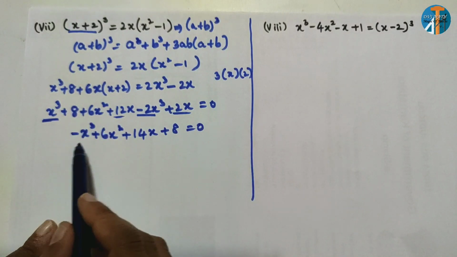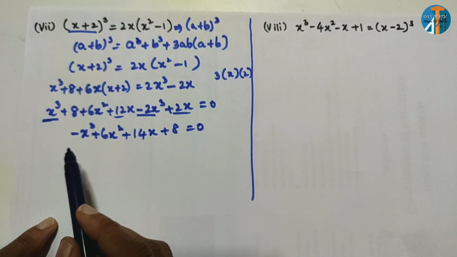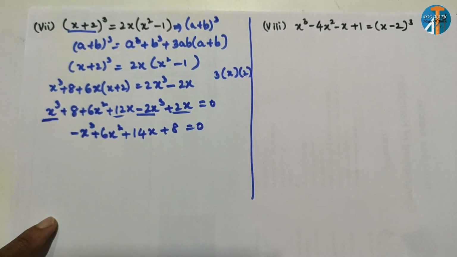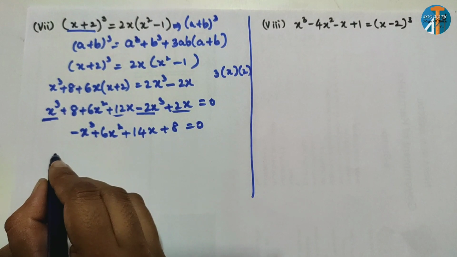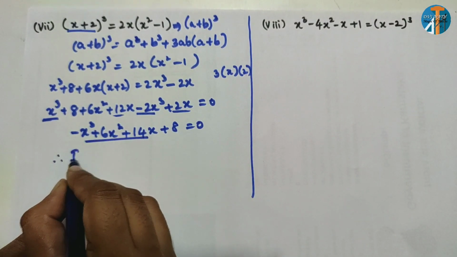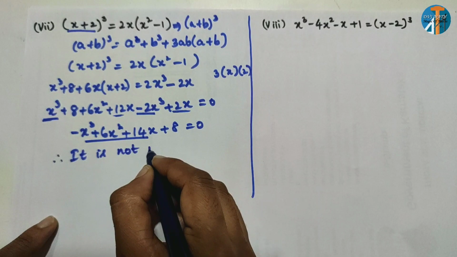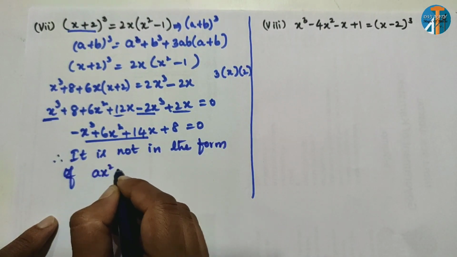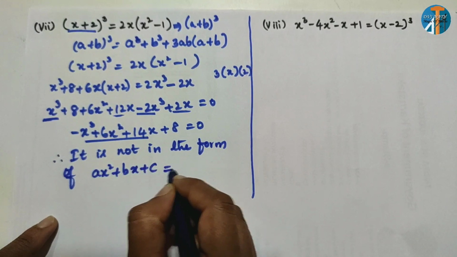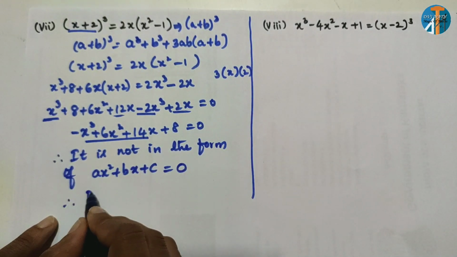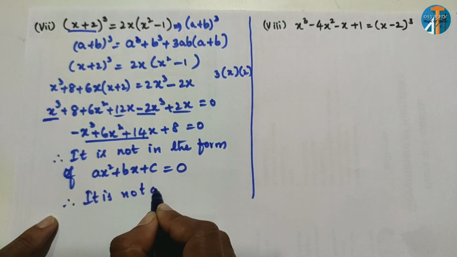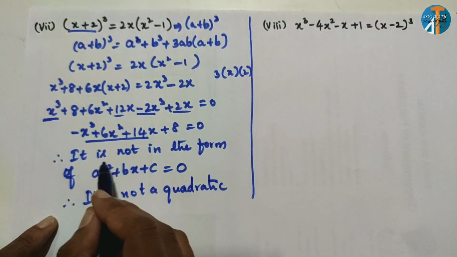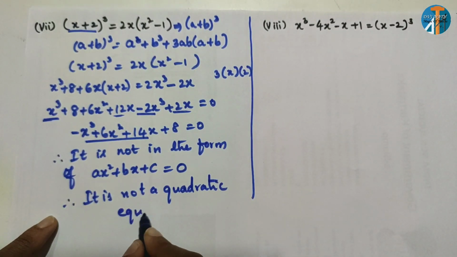So observe here, the highest power is 3. It is cube here. It is not in the form of the general equation ax square plus bx plus c is equal to 0. Therefore it is not a quadratic equation. The highest power is 3 but we have to get 2. So it is not a quadratic equation.